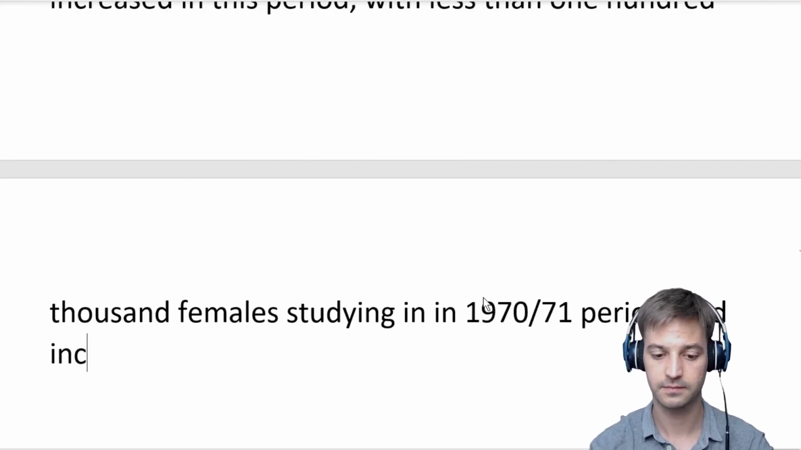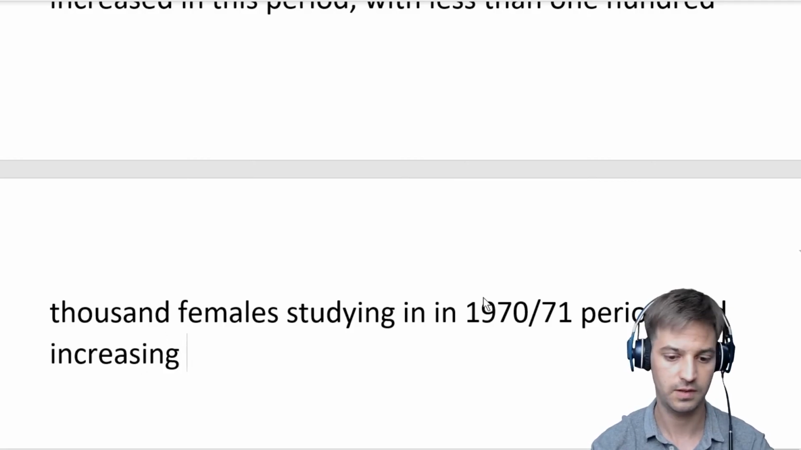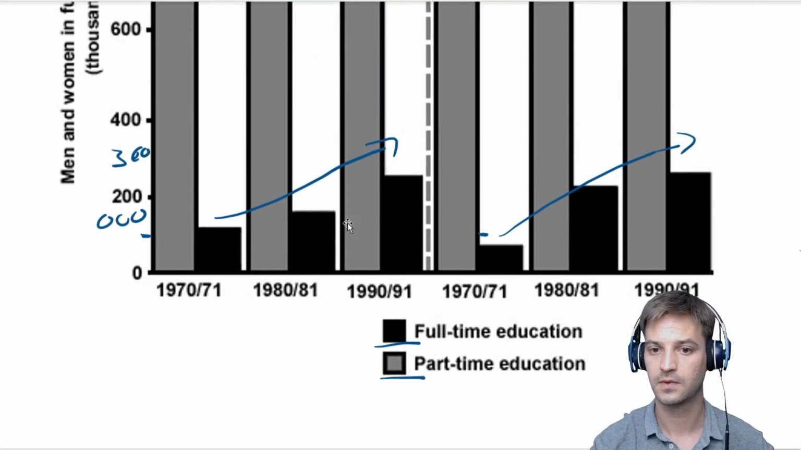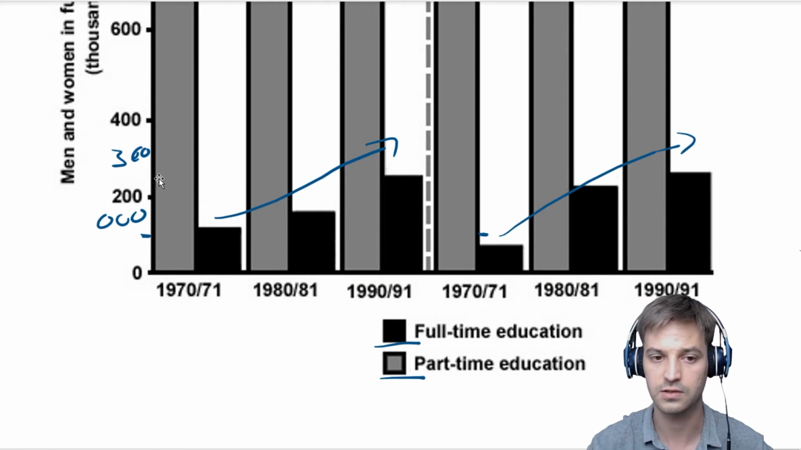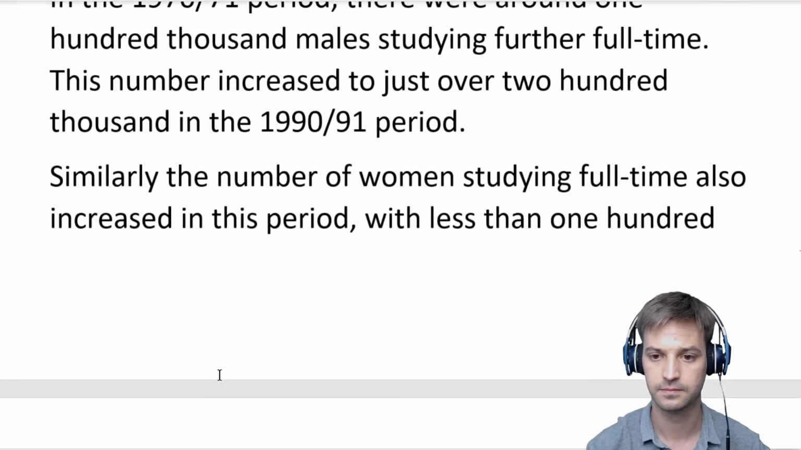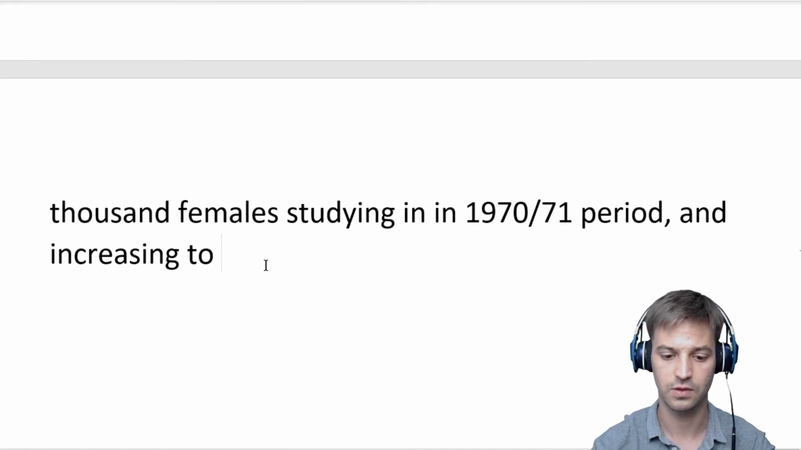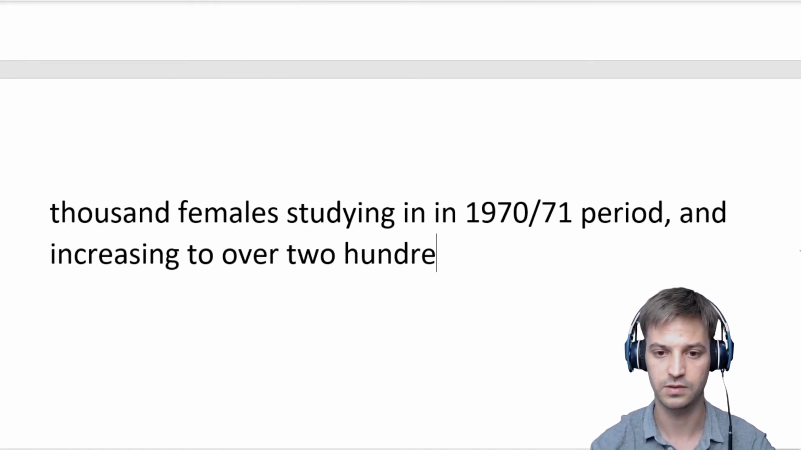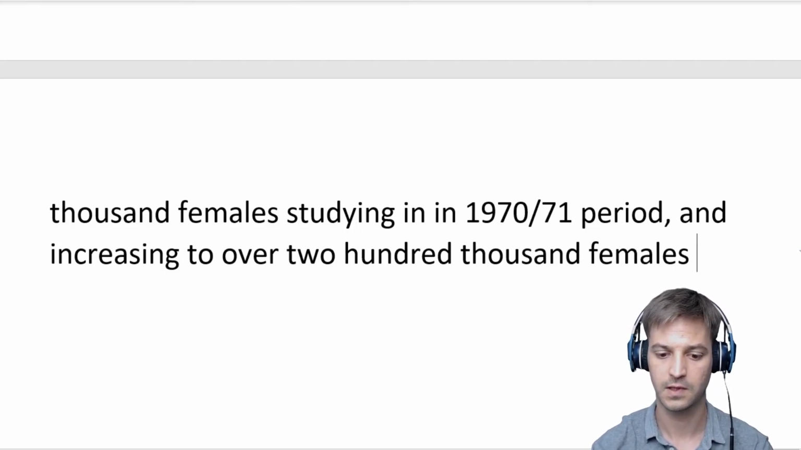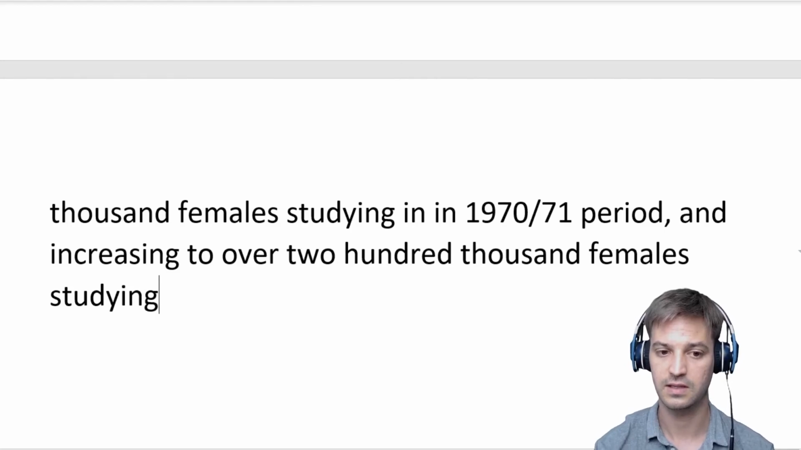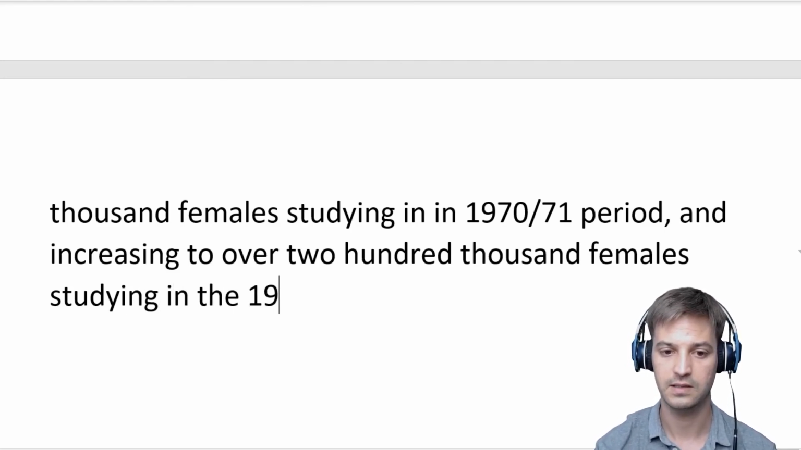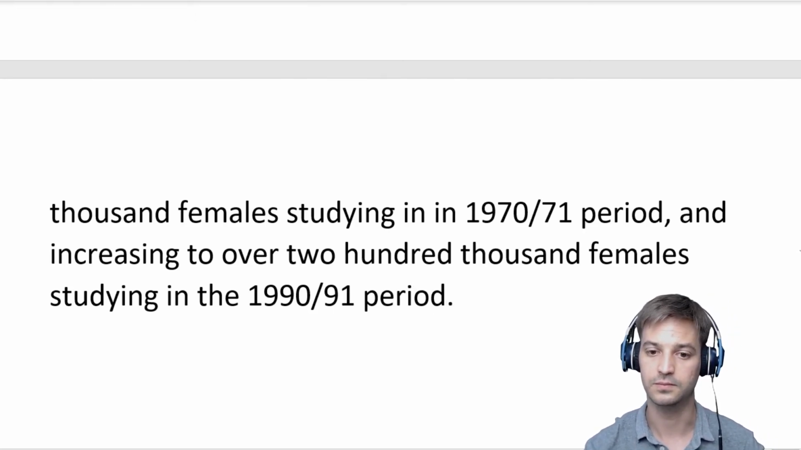and increasing to, how much is this? Over 200,000. Let's call it over 200,000. Increasing to over 200,000 females studying in the 1990 to 91 period. Cool.